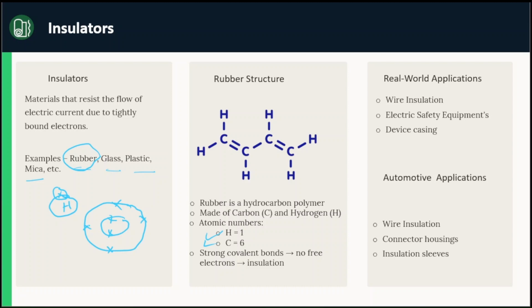Is it stable? No. Why? The outermost shell has only 4 electrons. It should be either full or 8. Now, how will we make it stable? That is why we have created polymers.